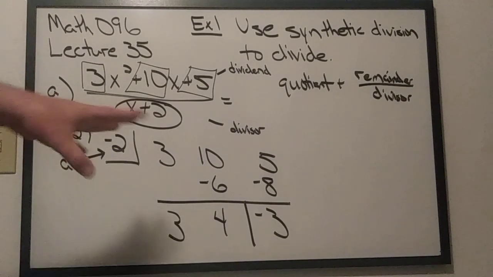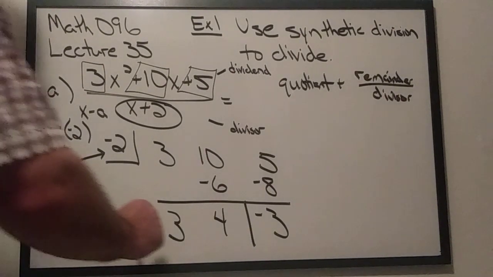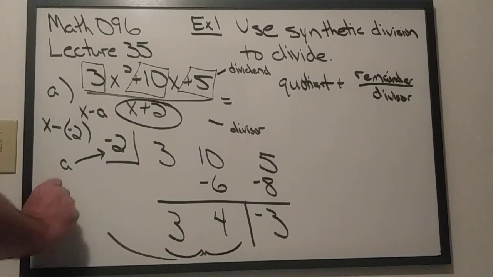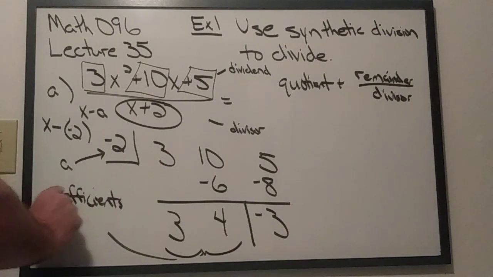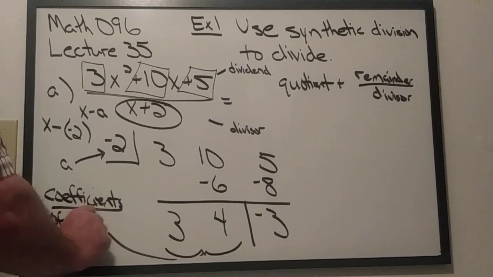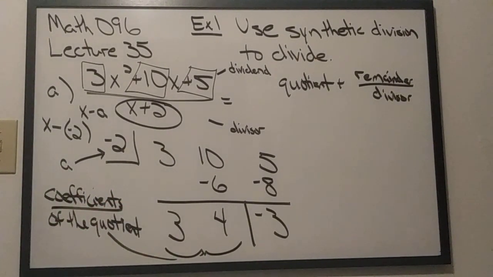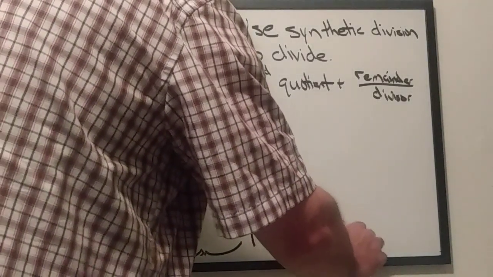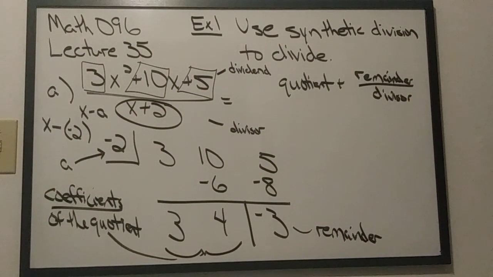So I said that these two parts then go off and do different things. Well, let's talk about what happens with both of those. As you look at this 3 and this 4, those items are the coefficients of the quotient. And the number on the other side of the vertical bar, the negative 3, that's the remainder. So now that we have this then, we're almost ready to write down our answer.